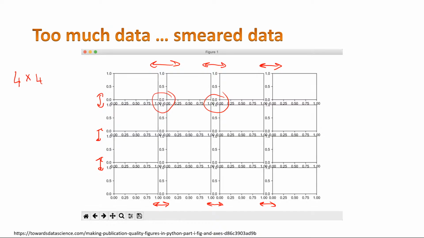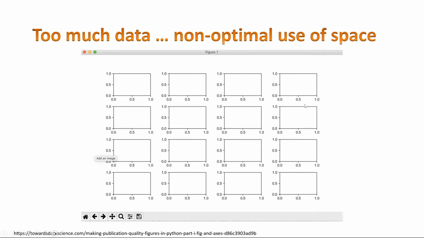But that will still be too much data because this is redundant. Do I need this here, here, here, here? It's redundant. Similarly, do I need this here, here, here, here? It's redundant information, okay? So now what I did here, I just increased the white space. So I solved the problem. The data are no longer smeared.